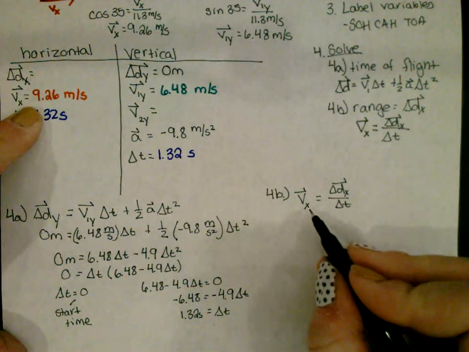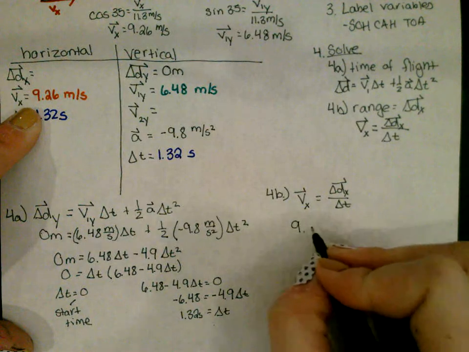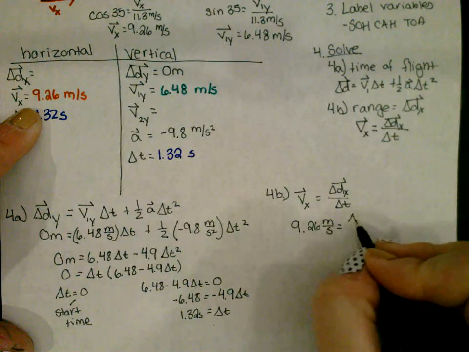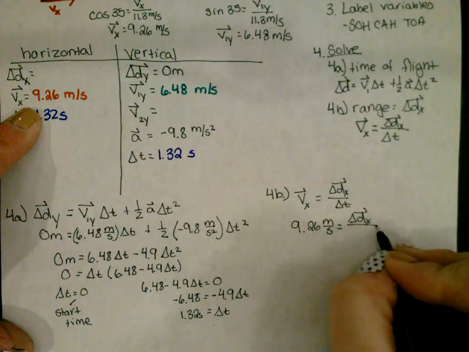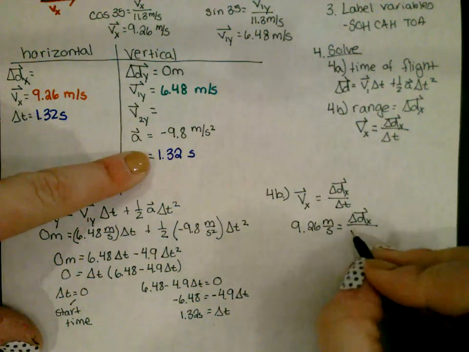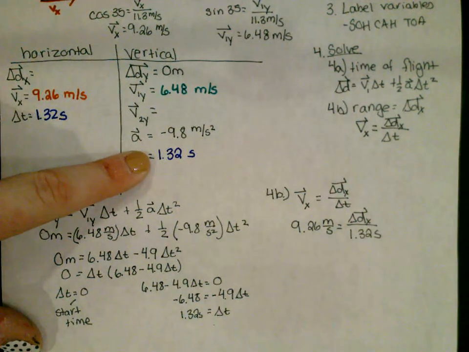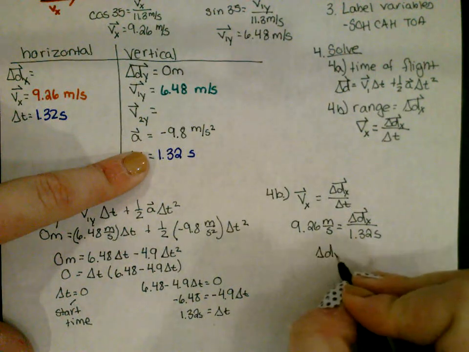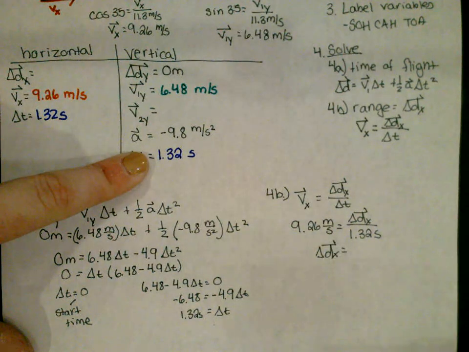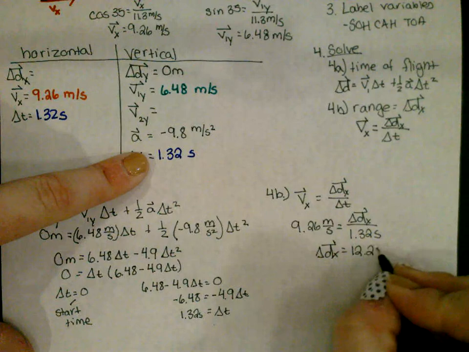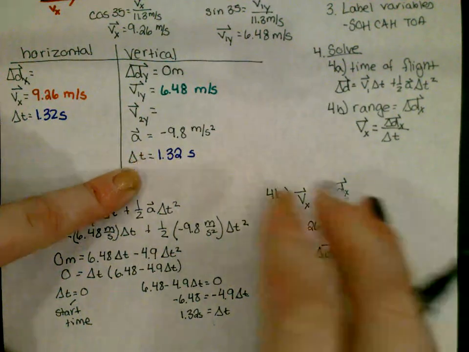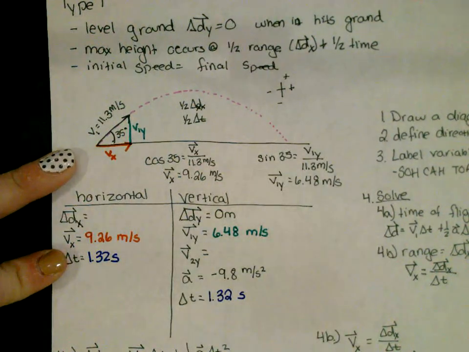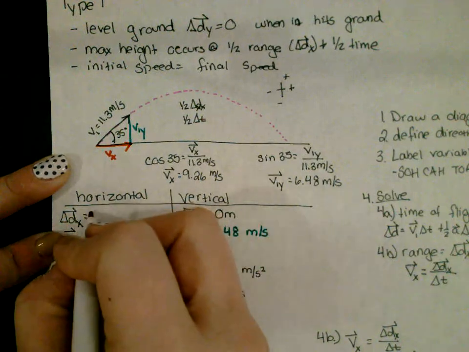My velocity on the x-axis was 9.26 meters per second. I'm looking for my range. I don't know that. And I know my change in time now is 1.32 seconds. So when I solve, I'm going to get that my range is equal to 12.25 meters. So that's how far this soccer ball went. From start to finish, it went 12.25 meters. So I can plug that number in up here too now. I know that.